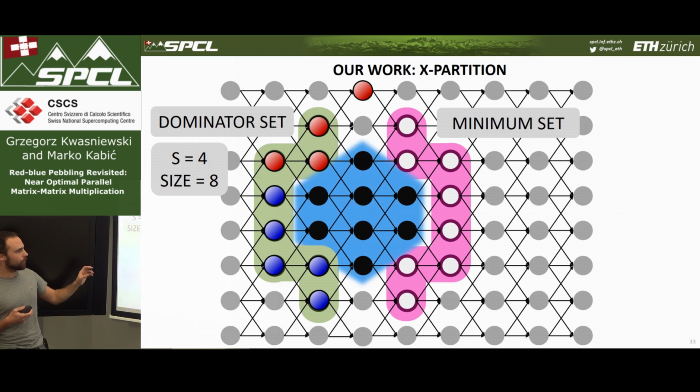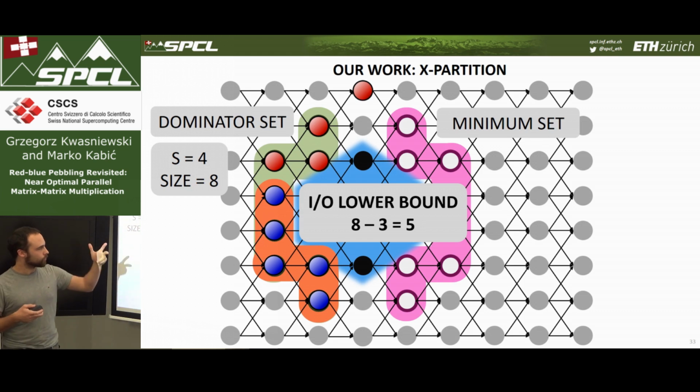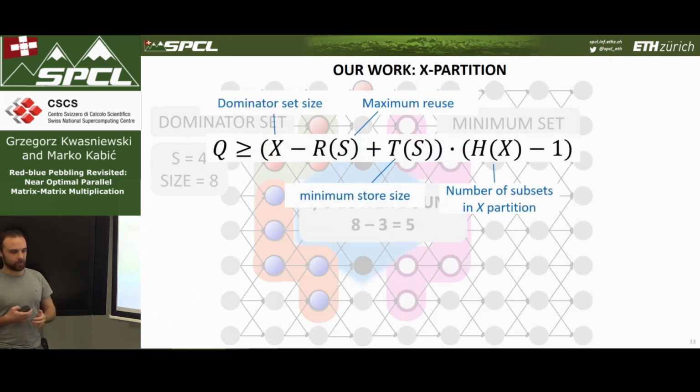So it means that we'll have to perform at least 5, not 4, load operations, because of the reused red pebbles; we have only 3 of them here. So this is the main result in this section of our work, our X-partition lower bound lemma, where X, the dominator set size, can be of any size. It can be 2S, as in the original work, but also it can be larger or smaller than 2S. And then for a particular value of X, we find what is the maximum reuse. For example, in the previous example, this maximum reuse was just 3 red pebbles.